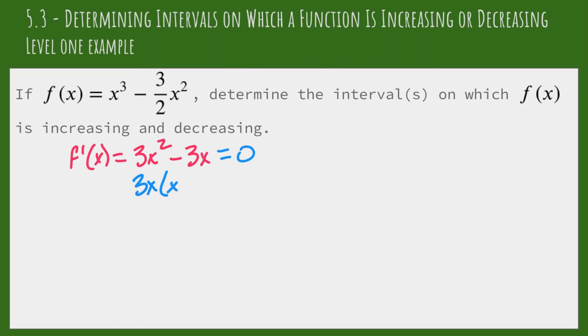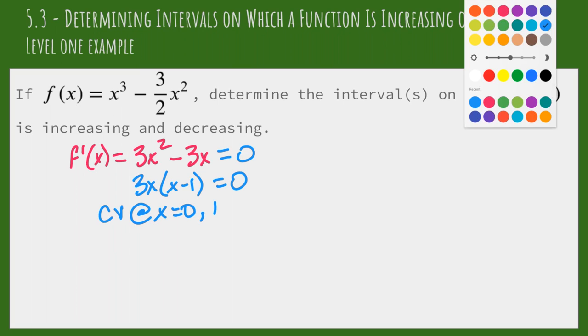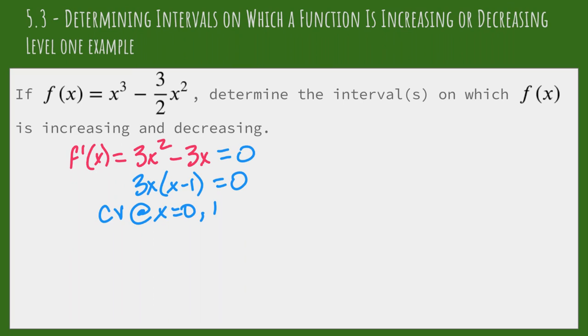So we can factor, and we get critical values at x equals 0 and x equals 1. Now we're going to organize our work in what's called a sign chart. A sign chart is essentially just a number line. On that number line, we're going to put the important values, in this case, the critical values. So we're going to put the 0 and the 1.